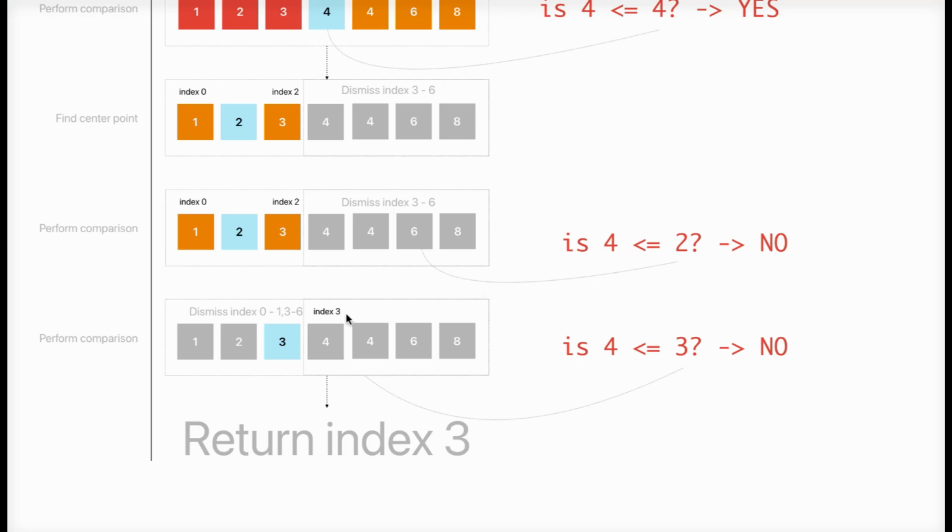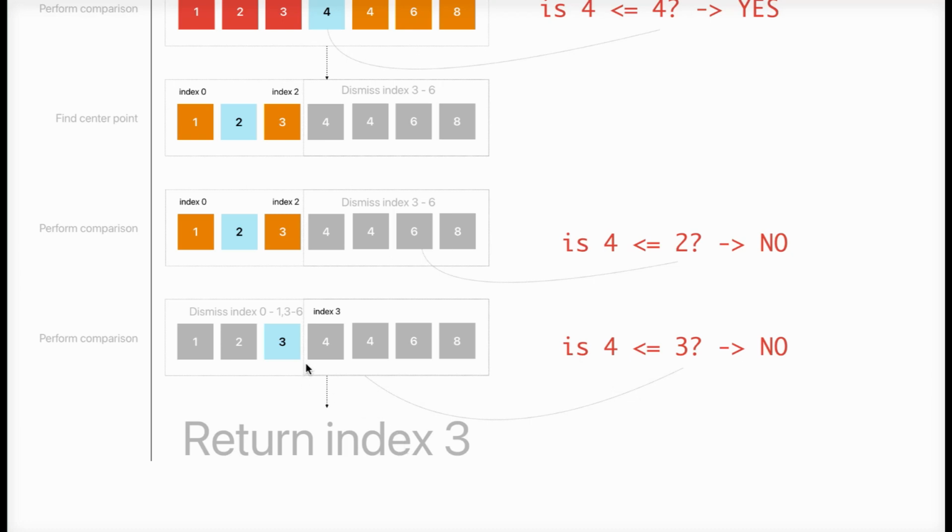So now we ignore the left side because we know from here the numbers are going to decrease. So we'll move to the right side and see if the remaining item, which is 3, is greater than or equal to 4. In other words, if 4 is less than or equal to 3. And the answer is no. So we put 4 next to 3, which is at index 3. That's why our function will return index 3.